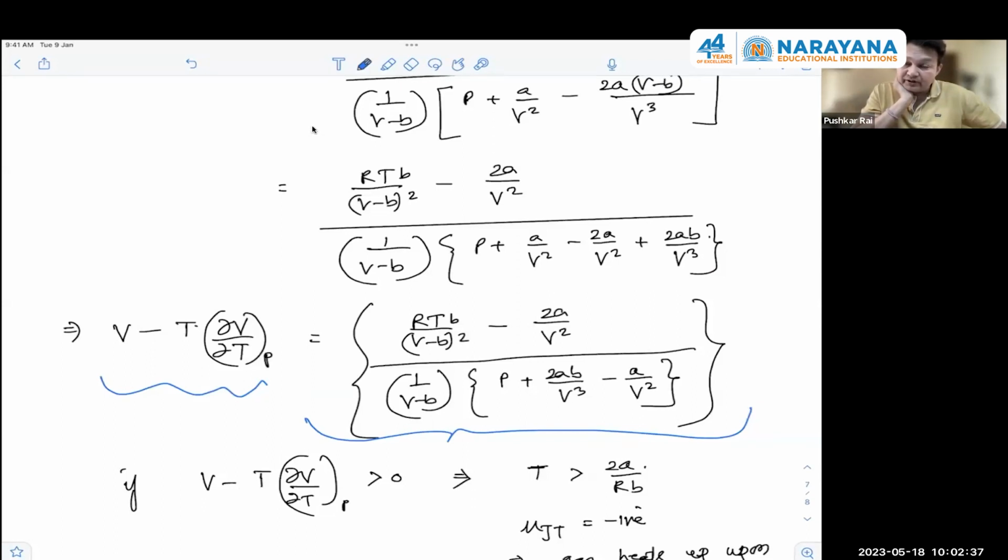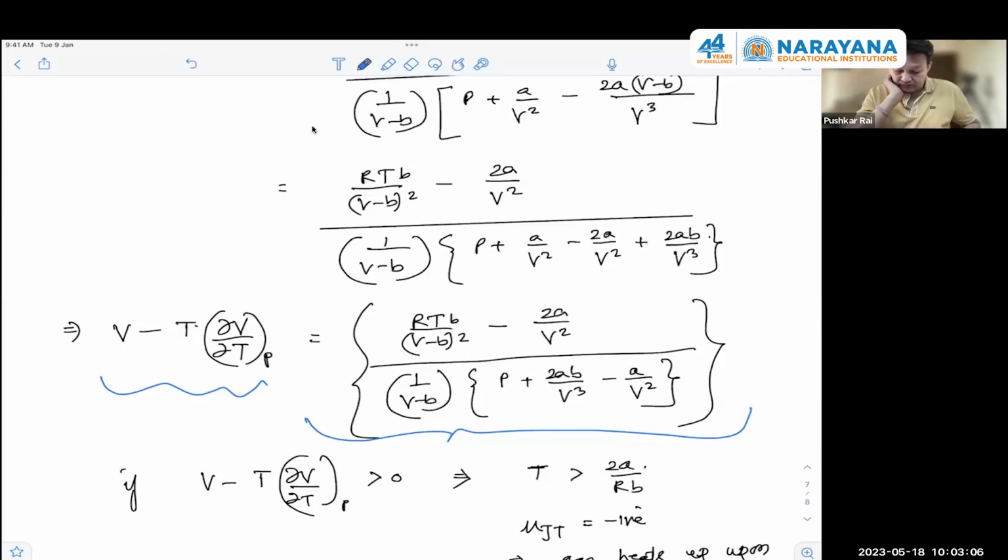Think about the numerator. The numerator contains RT upon (V minus b) whole square into (b minus 2a upon V square). A slight assumption is needed, that V minus b is approximately equal to V. If you take this approximation, then you can see that if the RT by b term is more than 2a by V square, then this term is going to be positive. Then mu JT is going to be negative.